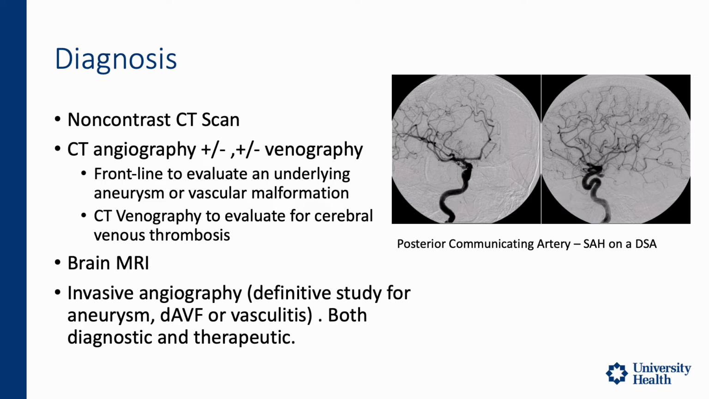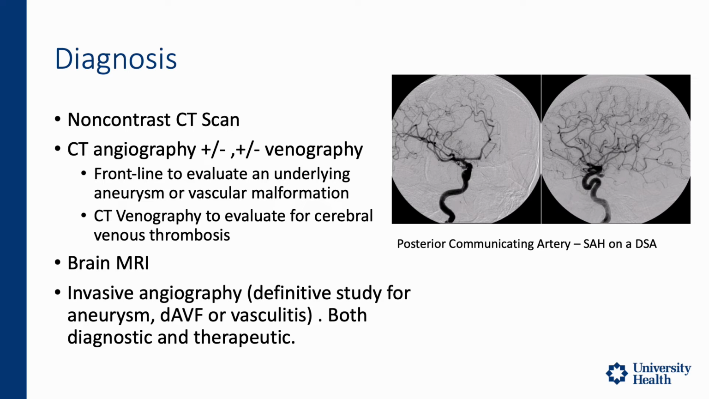A brain MRI, usually not in the acute phase, but usually once the patient's a little bit more stable. Invasive angiography is usually the definitive study for aneurysms or any type of arterial malformation, like a dural arteriovenous fistula or vasculitis. The good thing is that it's diagnostic and therapeutic, and if you see an aneurysm or an arteriovenous malformation, then you can basically treat it or embolize it immediately. So that's why invasive angiography or digital subtraction angiography is really good for these patients.